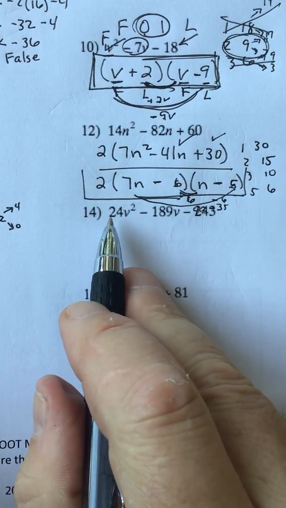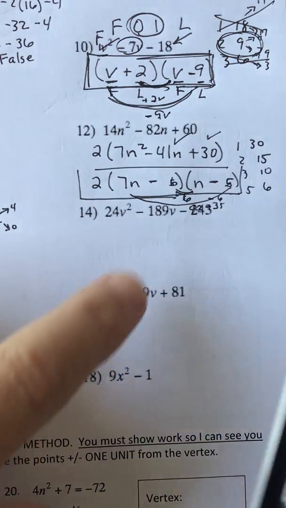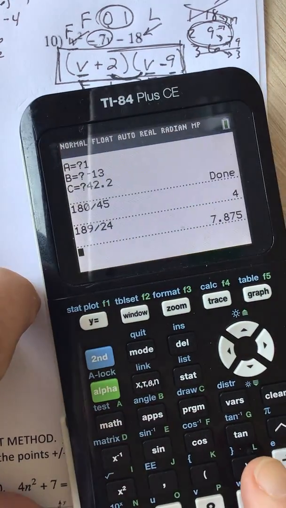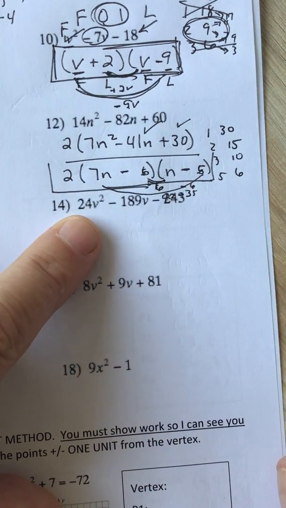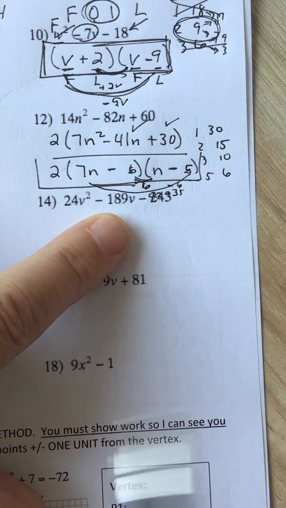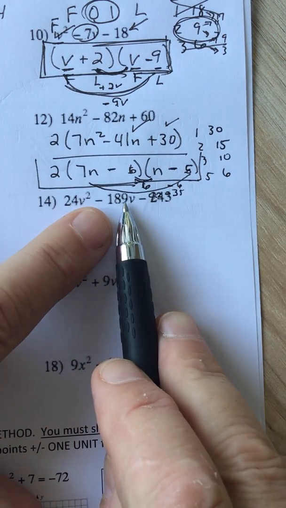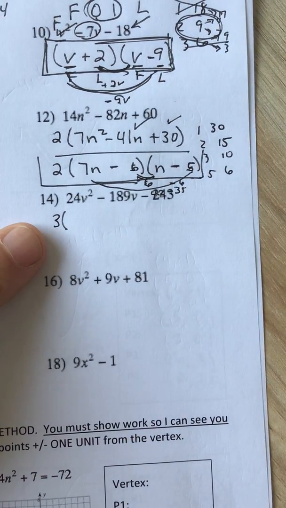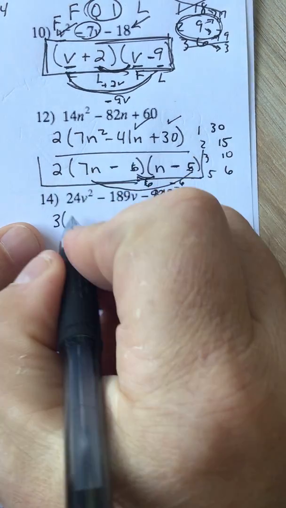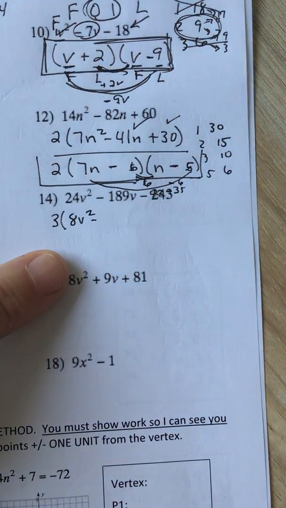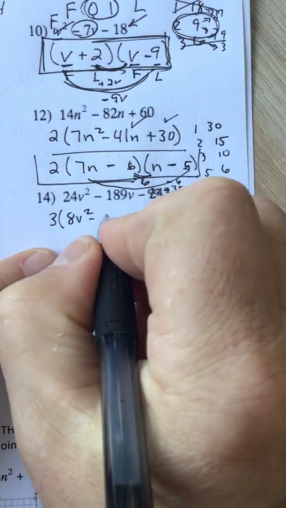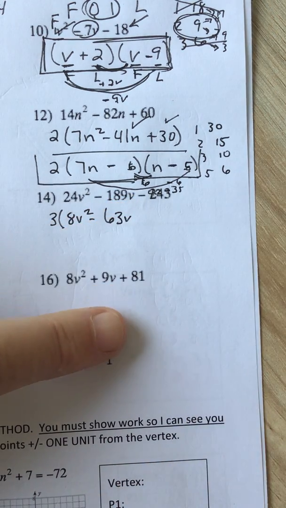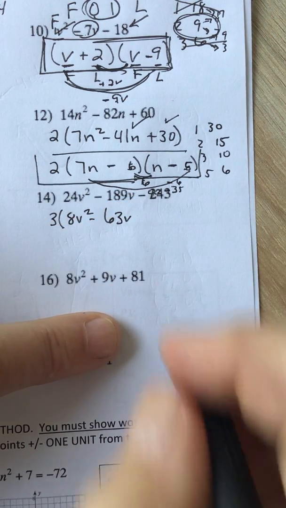Okay, let's see if we can take anything out of this 24. 189 divided by 24. Okay, not so lucky. 24 can divide by 6. Does 189 divide by 6? No, it'd have to be even. What about 3? Looks like 3 can divide all of those. 24 divided by 3 is 8. 189 divided by 3 is 63. And 243 is 81.